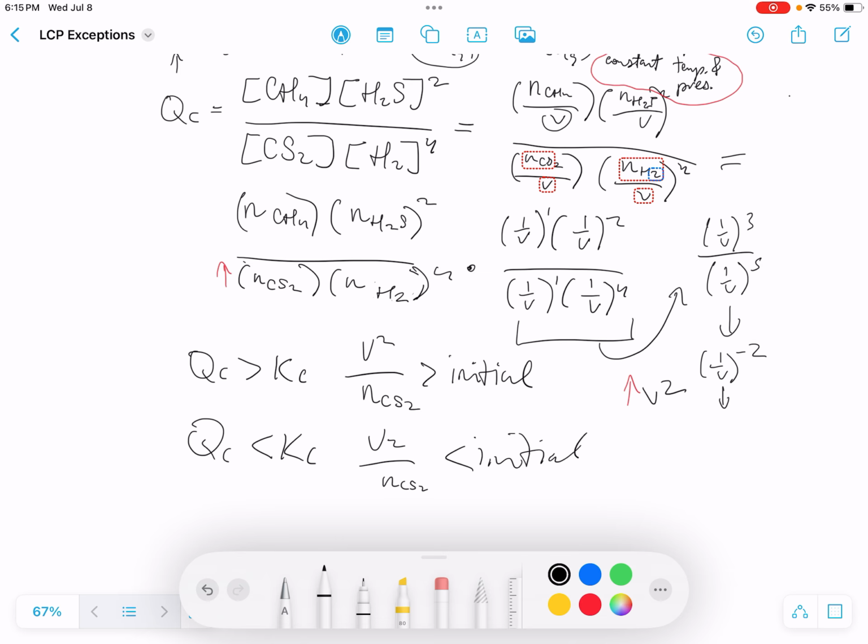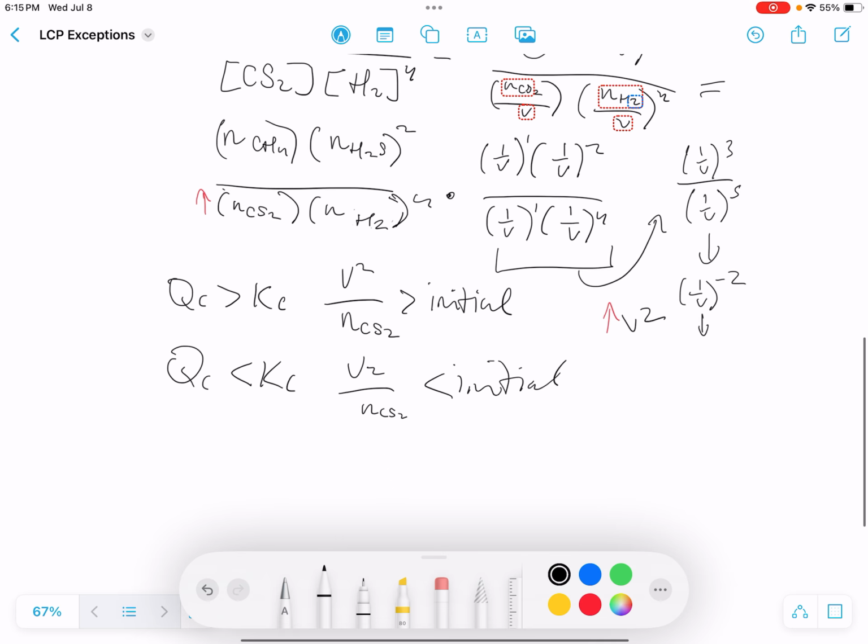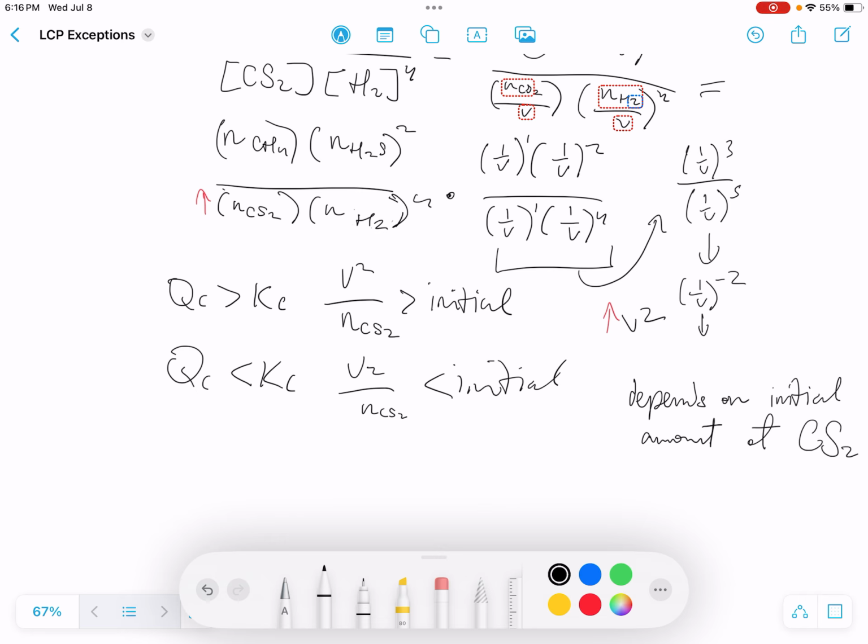So now, if you think about this, really the correct answer here is that it depends on the initial amount of CS2. This is the correct answer.